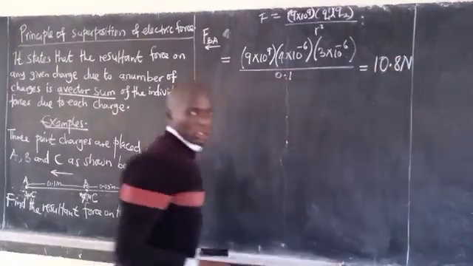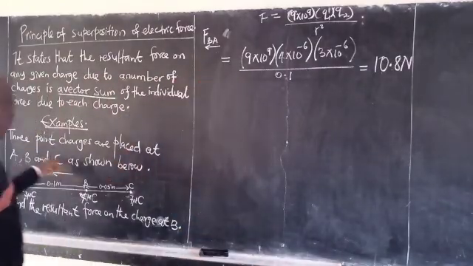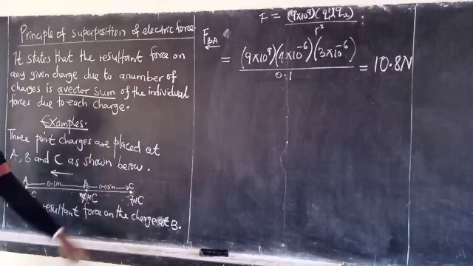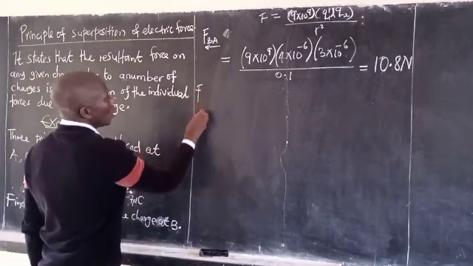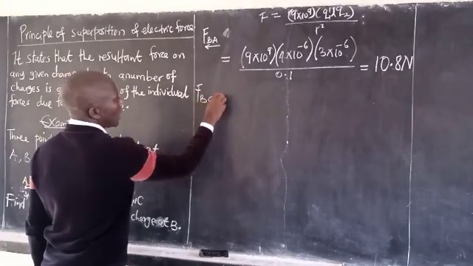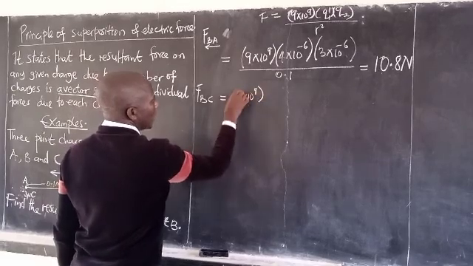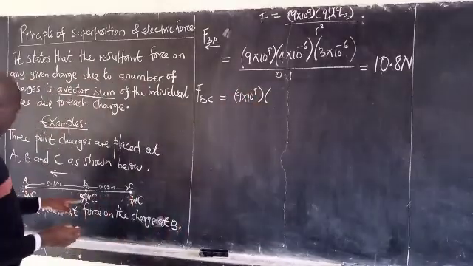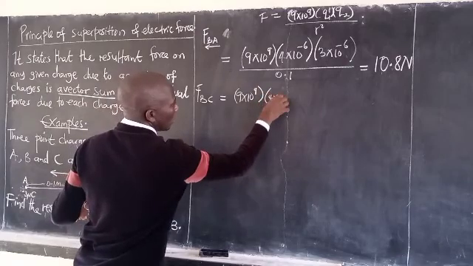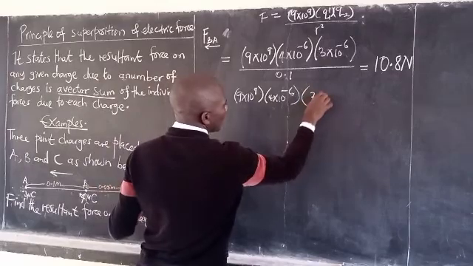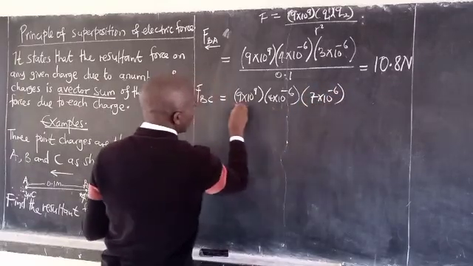That is the force. In which direction? Towards the charge at A. Let's now calculate the force on charge at B due to the charge at C. Following the same thing, it will be 9 exponent 9, then 4 exponent -6.